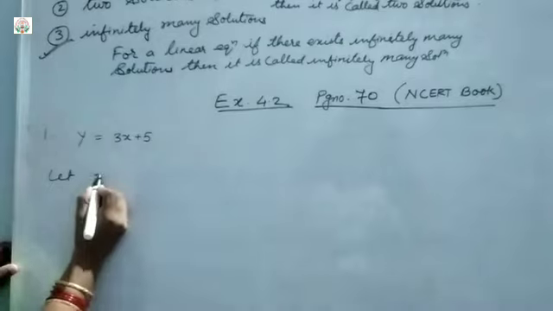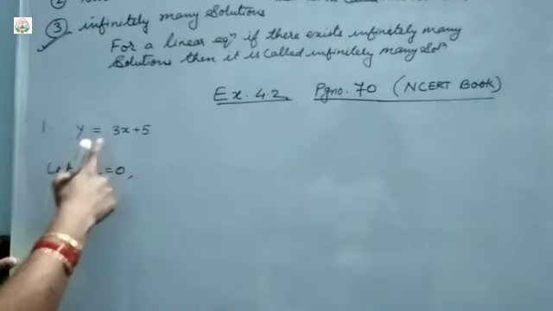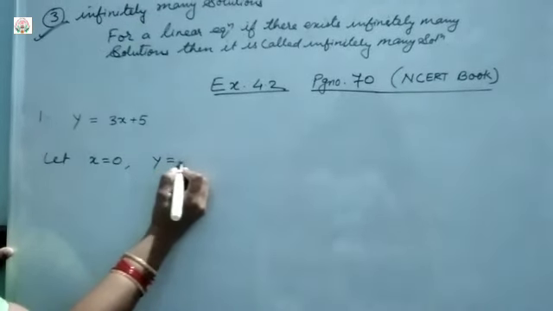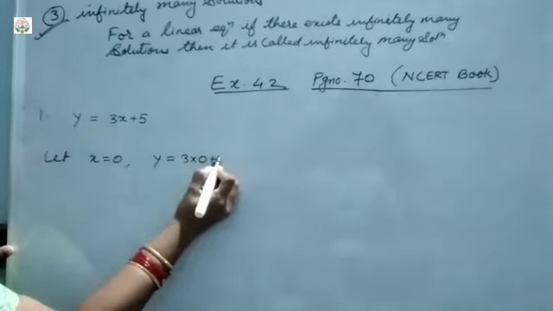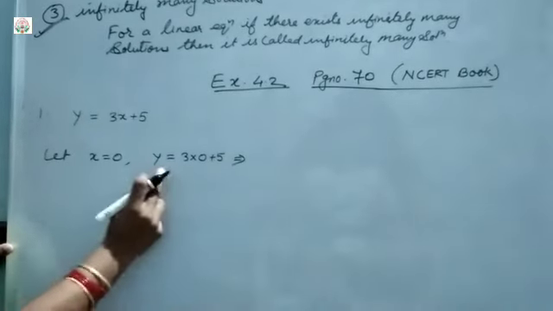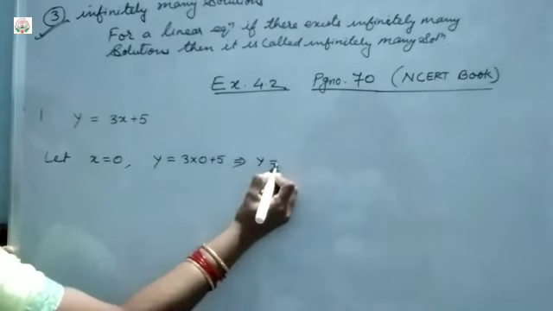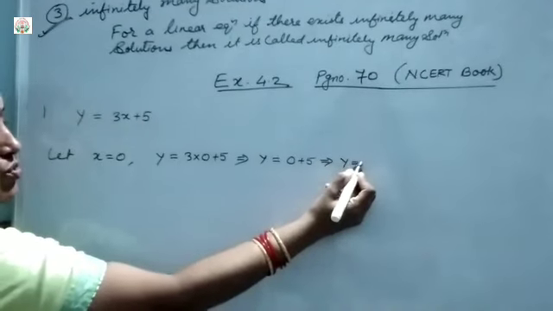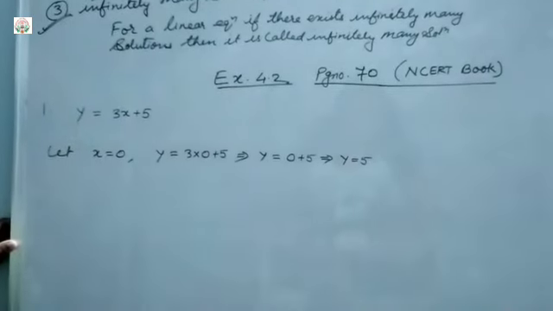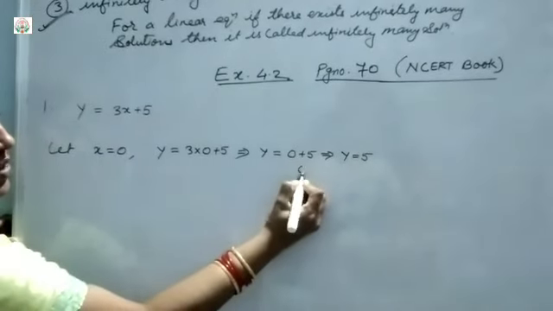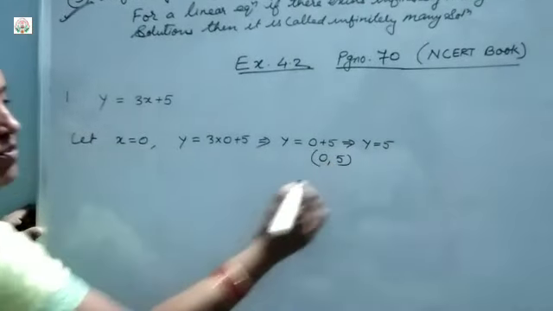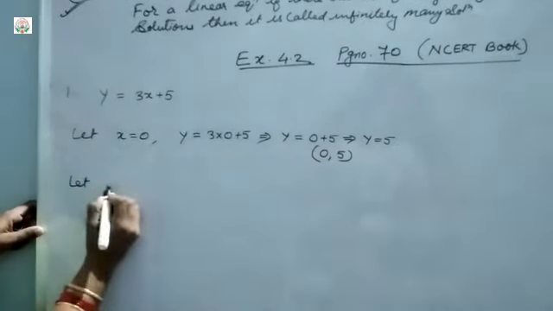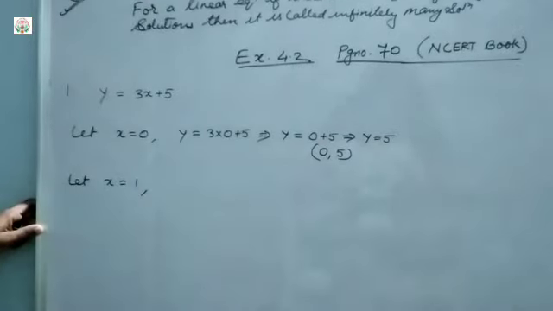First, let x equals to 0. Now put the values of x and get the value for y. What do you get? y equals to 3 into 0 plus 5 implies what? y equals to 0 plus 5 implies y equals to 5. Means what is my first solution? First x is 0 and y is 5. One solution I got.